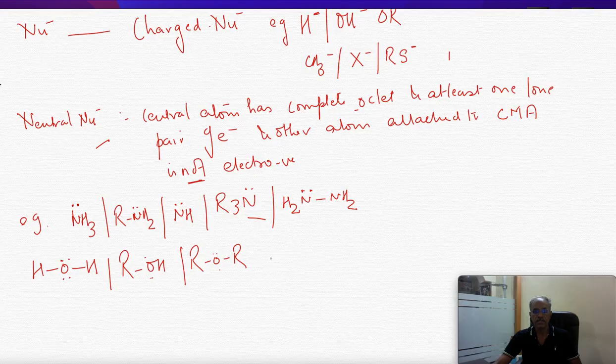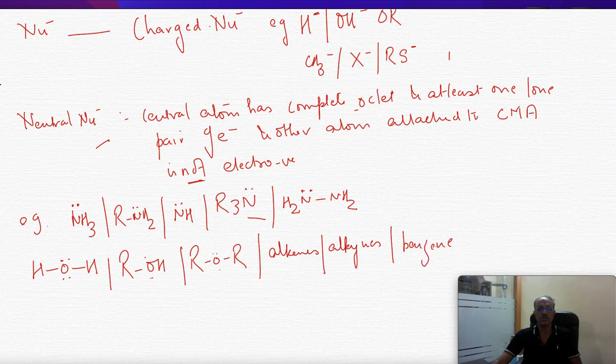Right? And then alkenes, alkynes, then benzene. These are all neutral nucleophiles. Fine. Just make a note of it, all these things. Neutral nucleophile. And now another third type of nucleophile.